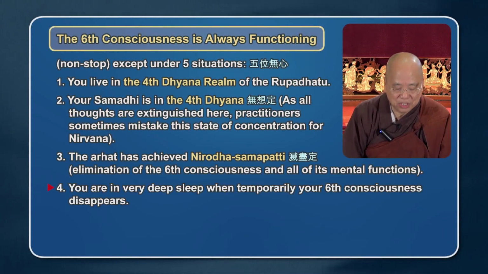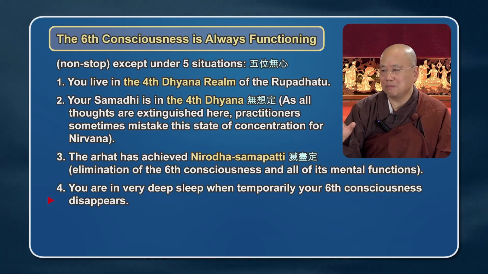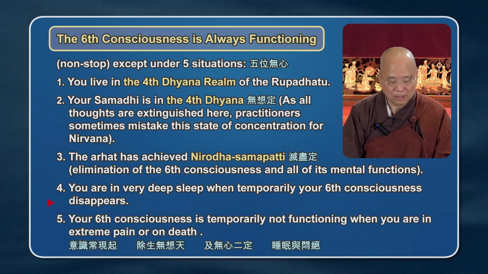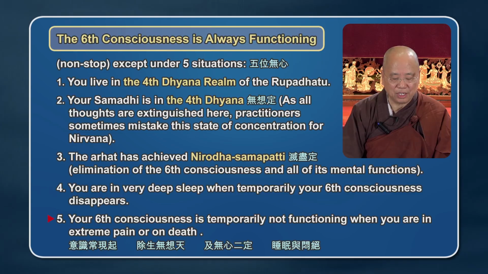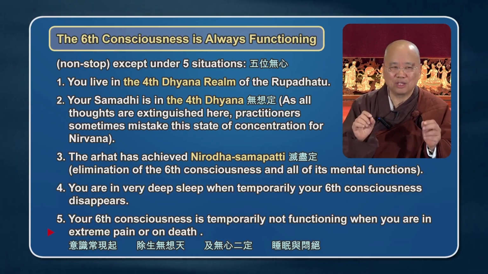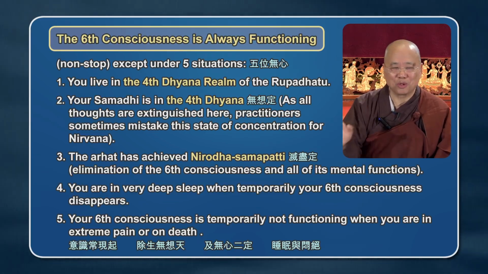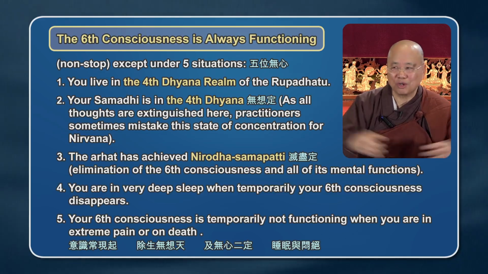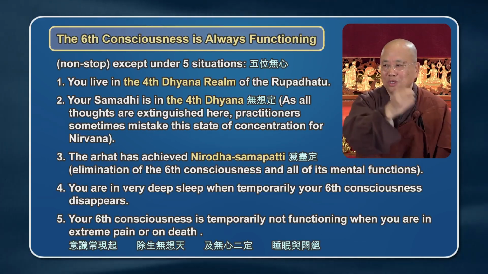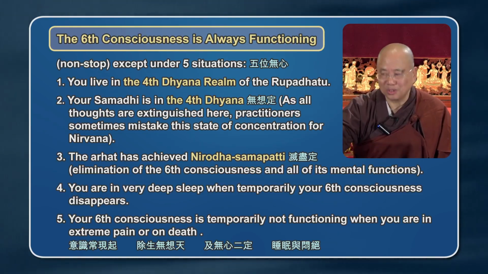The fourth situation, you are in a very deep sleep when temporarily your sixth consciousness disappears. Sometimes you could have 1 minute, 2 minutes of deep sleep where your sixth consciousness just disappeared. Fifth situation, the sixth consciousness is temporarily not functioning when you are in extreme pain and on death. On death, for that short time, before you roll into the bardo stage, the sixth consciousness doesn't work. They shrink into the ego consciousness. At that time, all of a sudden, that doesn't work. And then you turn yourself into the bardo stage, which is the next form of existence until your next reincarnation.